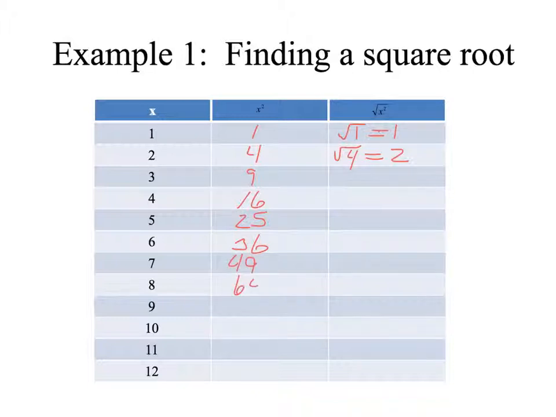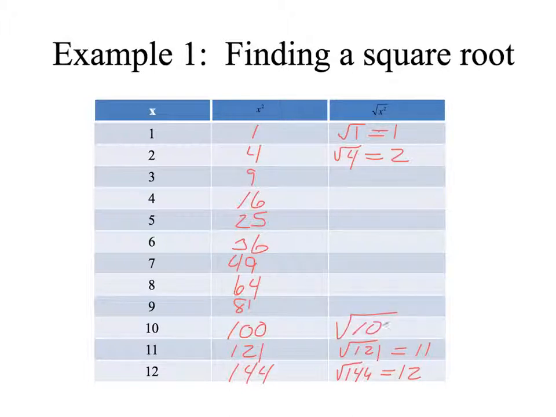49, 64, 81, 100, 121, 144. The square root of 144 gets me back to 12. The square root of 121 gets me back to 11. The square root of 100 gets me back to 10.